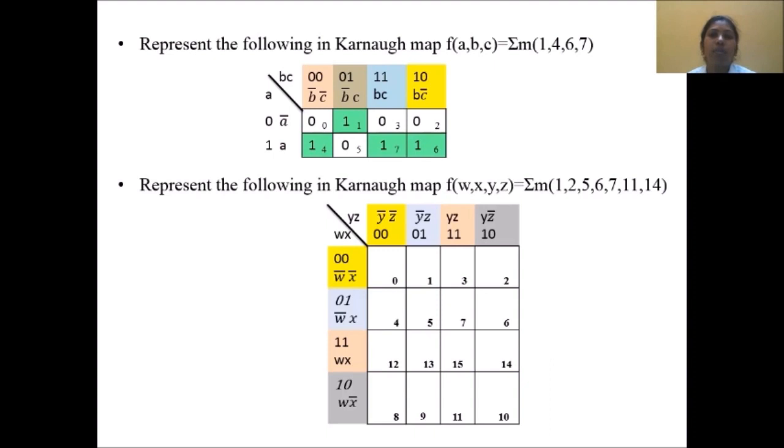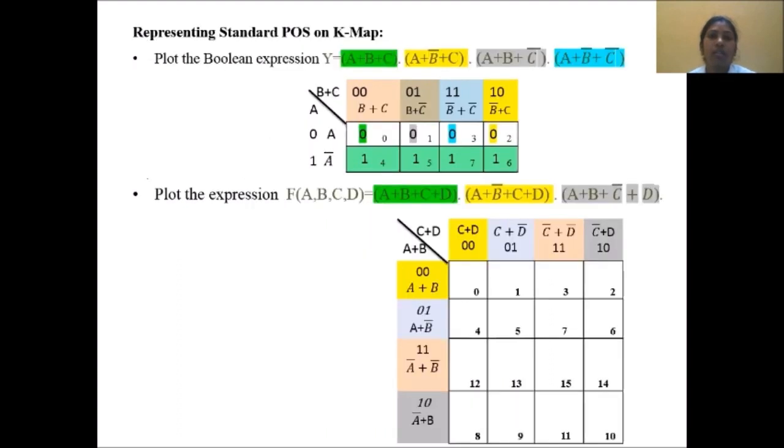Similarly, for the next problem, the min terms are given. Only for those min terms, the output is 1. The corresponding places should be written as 1. The remaining should be 0.